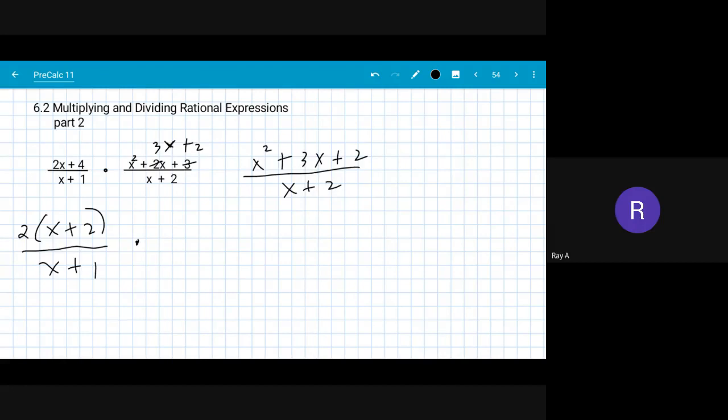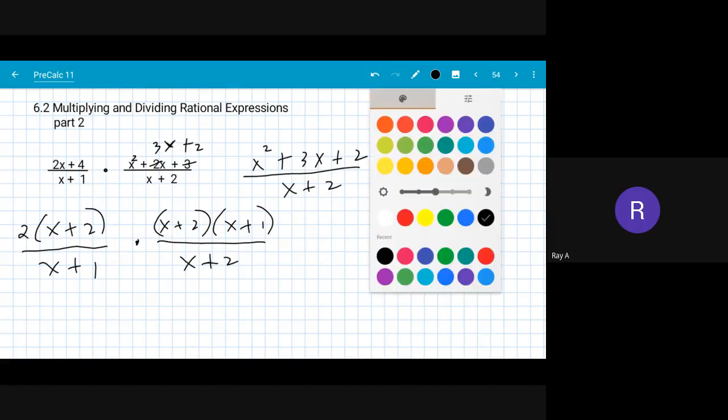All right. So the factors of x squared plus 3x plus 2 would be x plus 2 times x plus 1. Yeah? Okay. Over x plus 2. The x plus 2 can no longer be factored. Okay. So let's begin canceling out common factors.